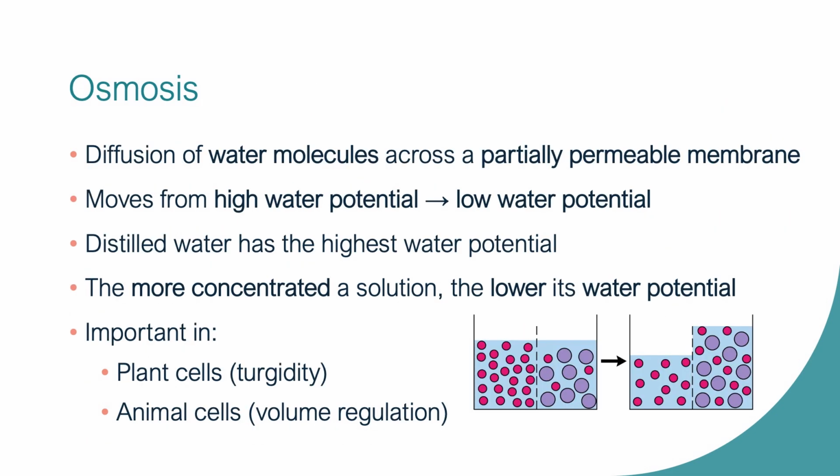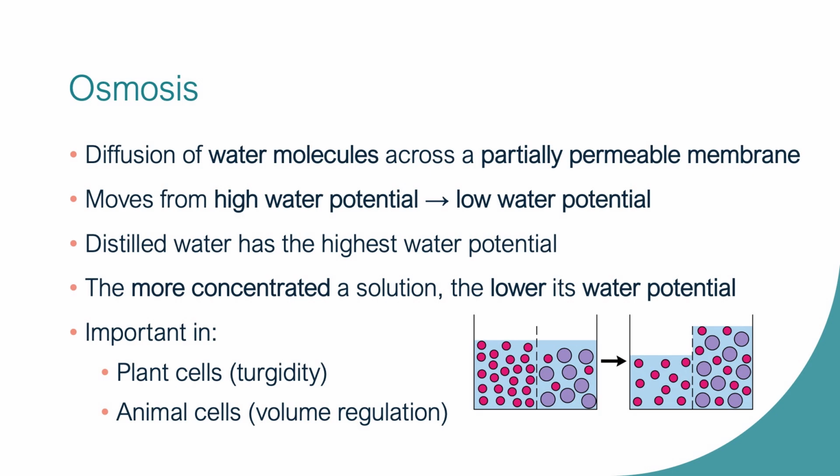Let's move on to see a special type of diffusion called osmosis. Osmosis is the movement of water molecules from an area of higher water potential to an area of lower water potential across a partially permeable membrane. Distilled water or pure water has the highest water potential, while dissolving anything into water will lower the water potential. The more solute being dissolved into the water, the lower the water potential will be.